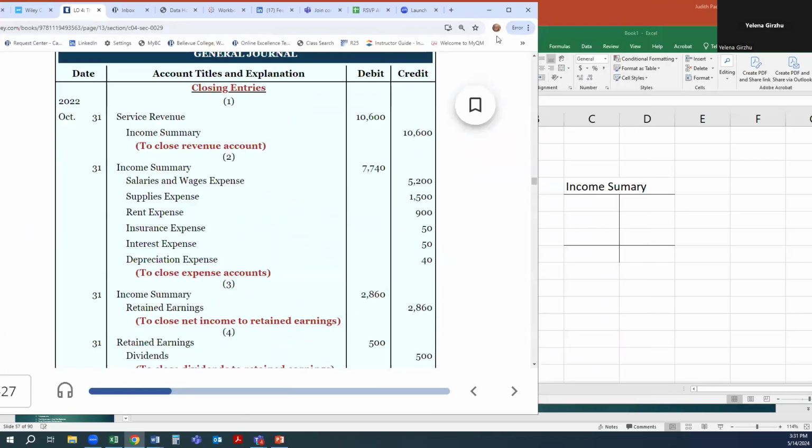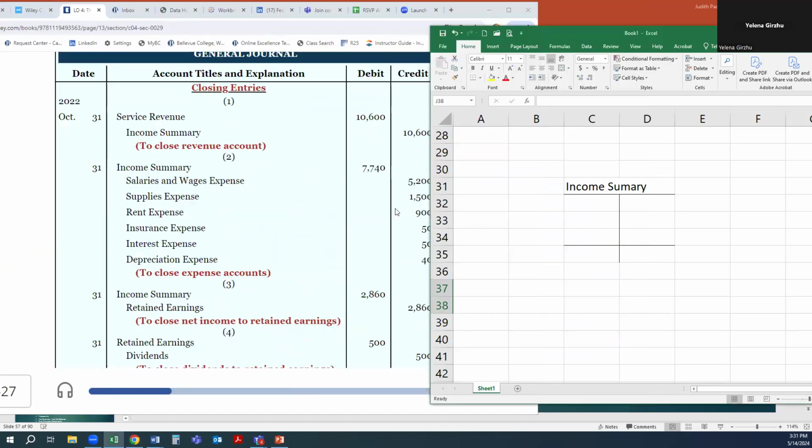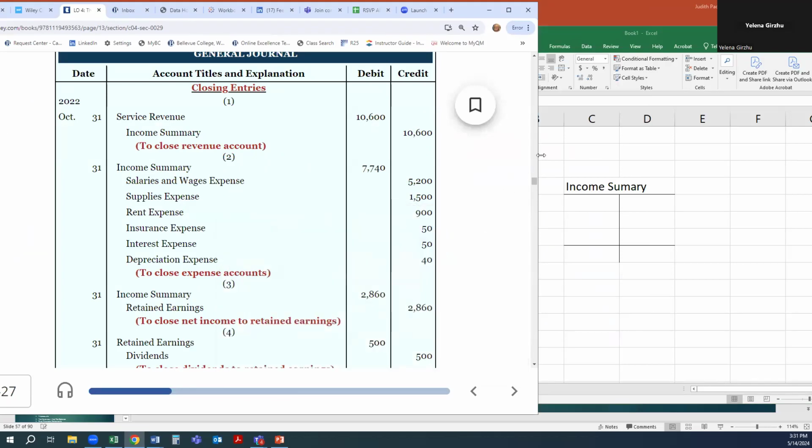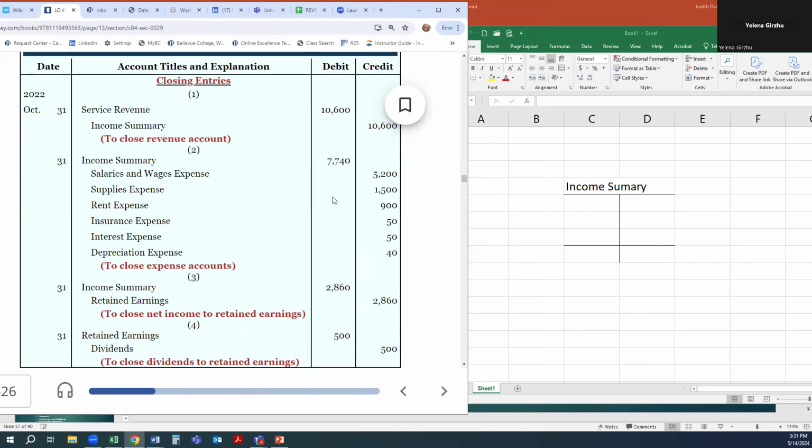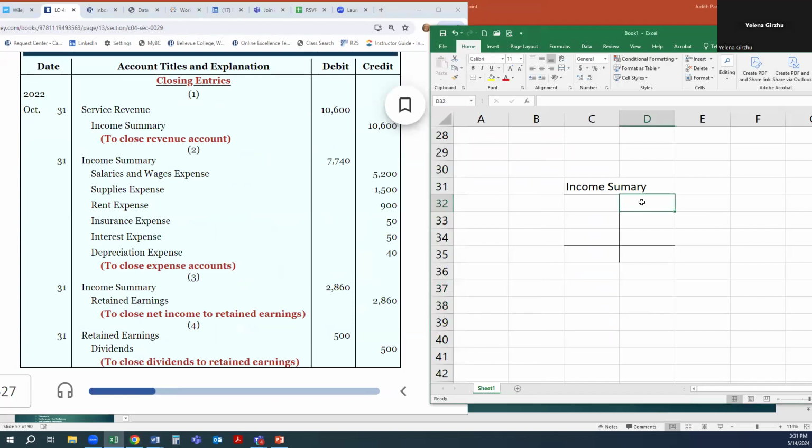All right. So let's book this. So the first transaction here, credit income summary 10,600. So income summary is a temporary account. We only use it for closing. Second, and I'm not booking the rest, I'm just showing income summary. And then in the second journal entry, we have 7740.